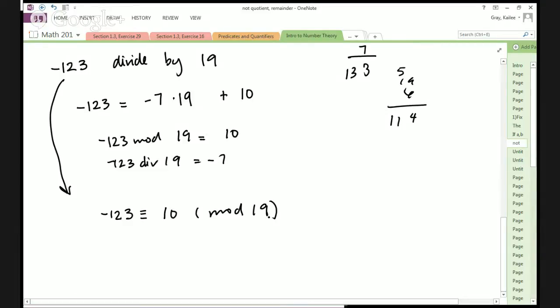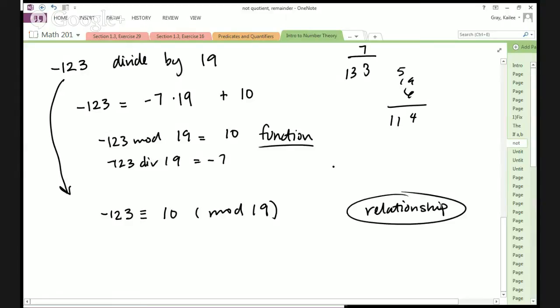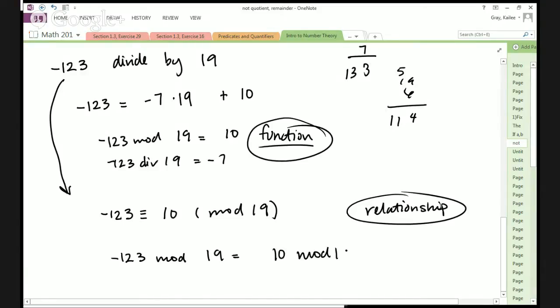Notice how that relationship expression is different than the function expression. This is our function, the operation that's happening where we get some output, and this is a relationship between values. It looks almost the same because we've got mod 19, and we can interpret this relationship in terms of the function. This just means that negative 123 mod 19 is equal to 10 mod 19.